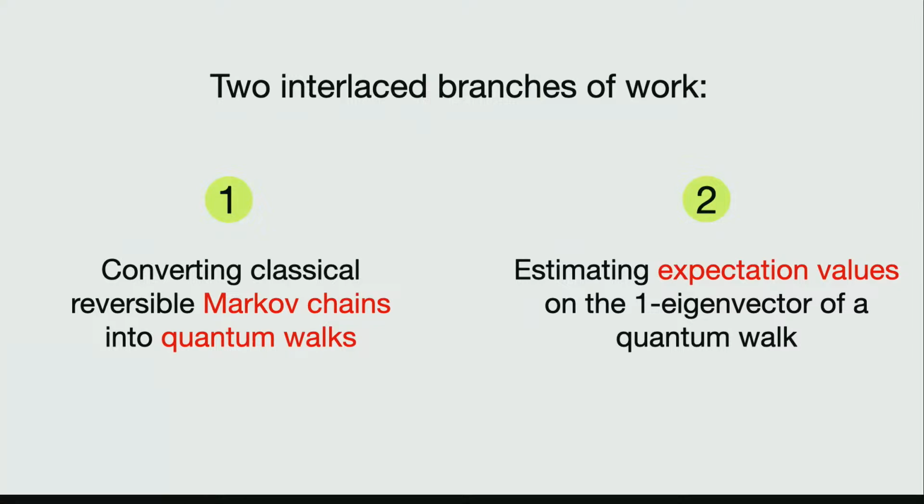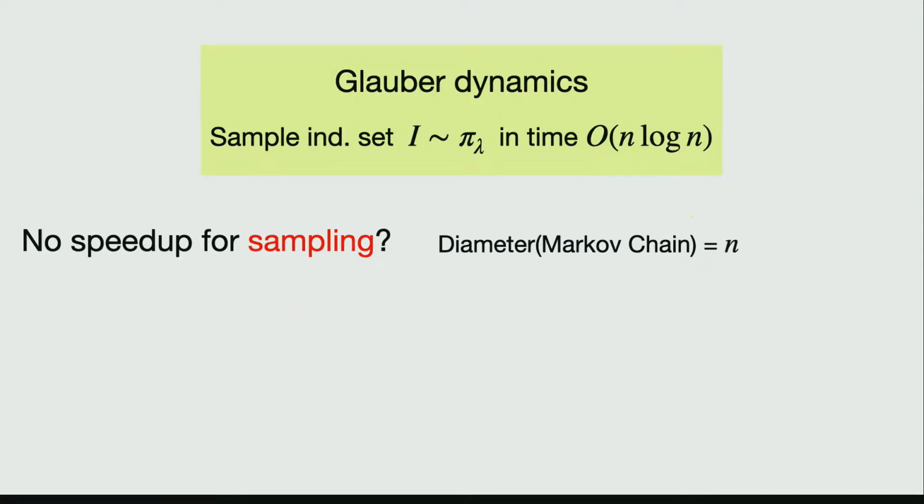So let me start with the first one. This is Szegedy's quantum work. But okay, a first attempt would be to say, what if we try to just speed up the task of sampling from the Gibbs distribution? Okay, so we can do it in n log n classically. What if we try to do it faster in the quantum setting?